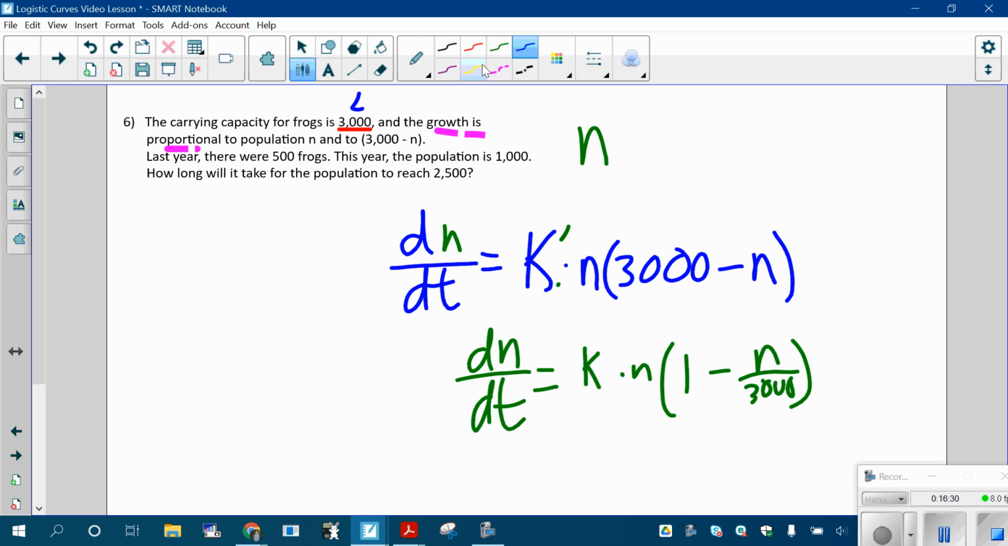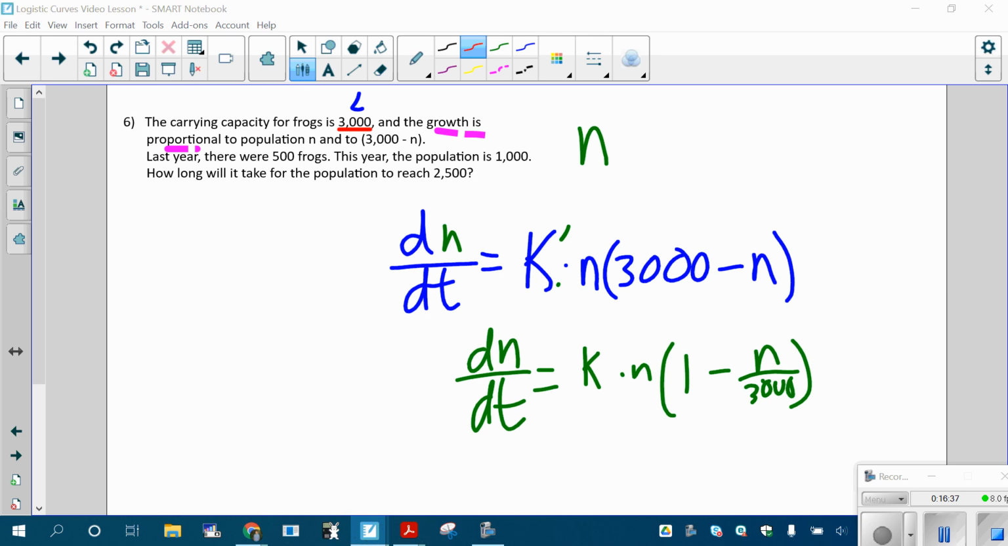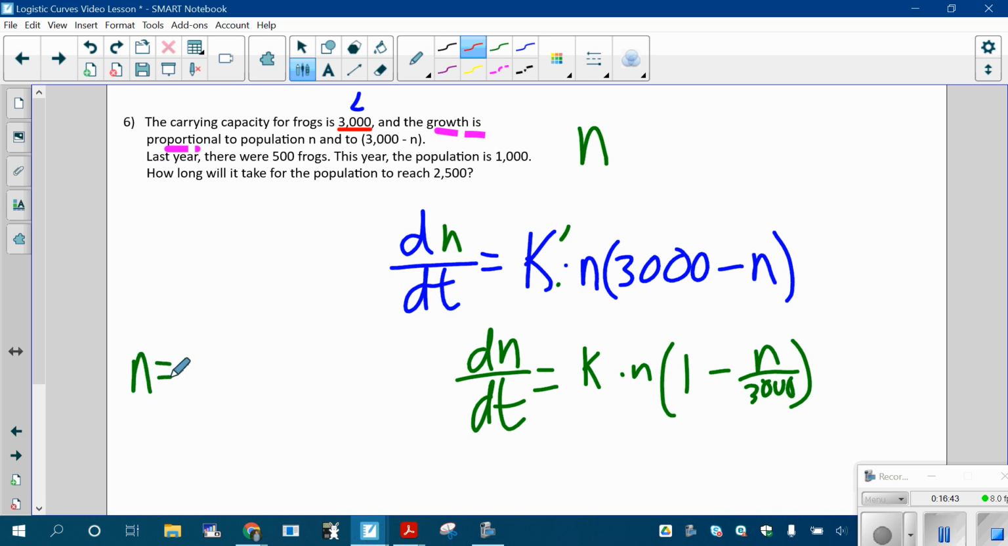I can't say that enough. Okay? You should immediately look at that and be thinking about a solution to that differential equation that is logistic. So the solution to that looks like this.